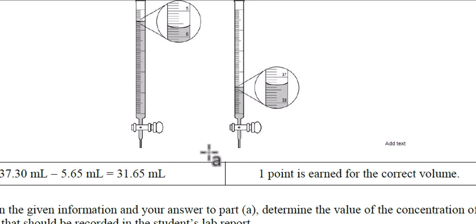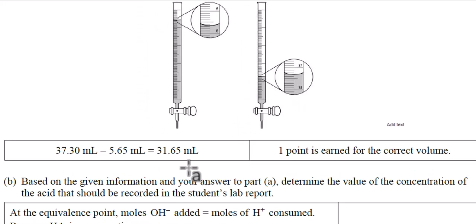And they subtracted the two. Let me scroll out. And they showed the hundredths of an mL. 1 point for the correct volume, and if you did not have a hundredth here, they would not have given you the point. So remember, read between the lines. Reading scales is common on the exam. Now, this right now I'm going to highlight. This is going to be the volume of my base.